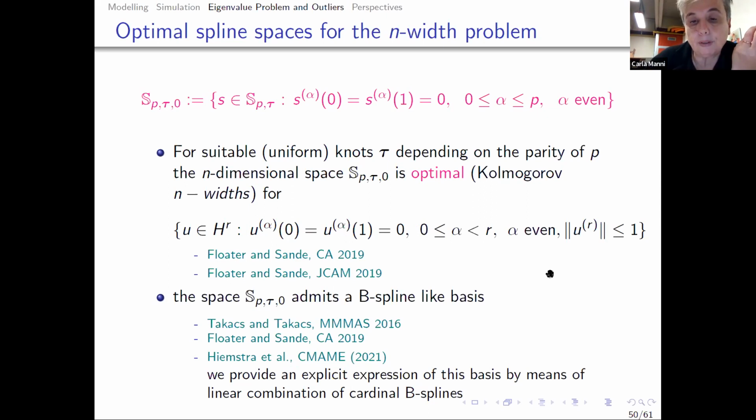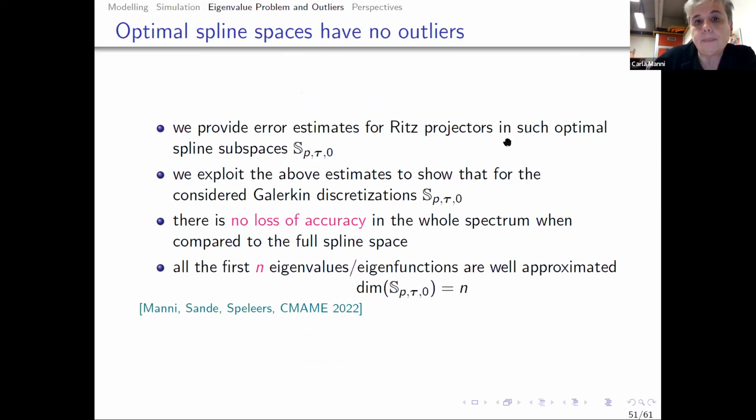There are a lot of results in this direction, and very nice. I just want to mention that it can be proved that if you add some boundary conditions to your spline space, and you choose properly the nodes in a uniform way, then these spaces are optimal in the sense that we have seen before. For which class of functions? For the functions in H^r that verify this additional boundary condition.